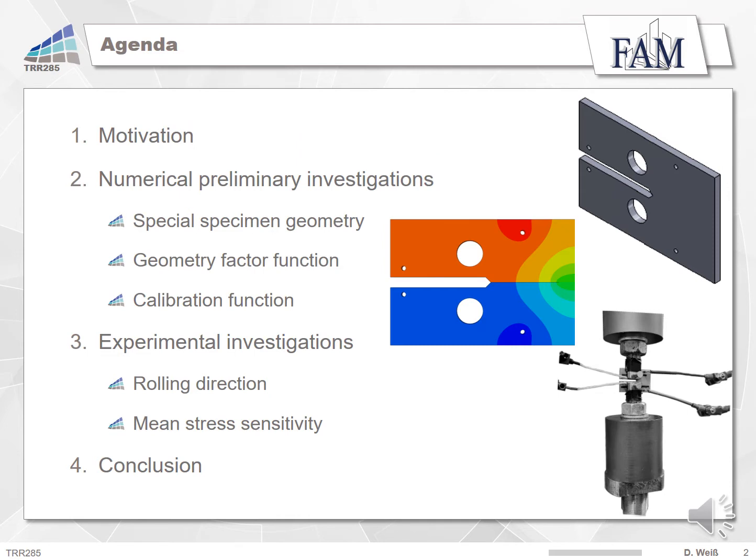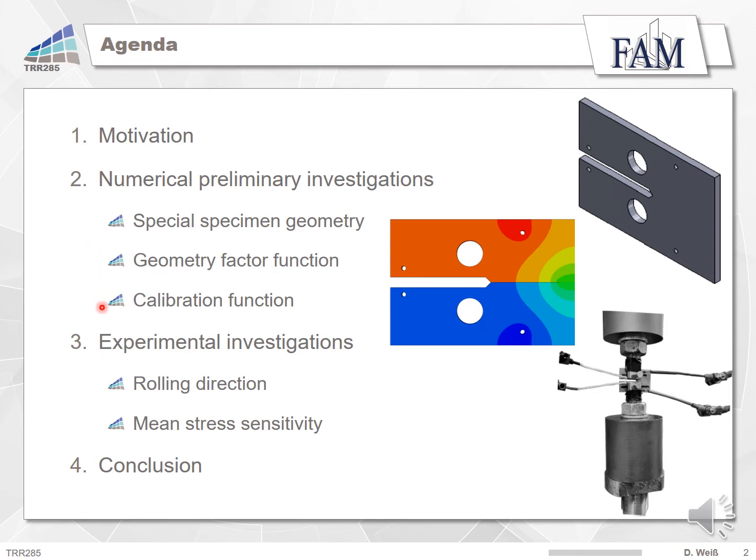First of all, here's my agenda. In the beginning, I would like to give you a short motivation why it is necessary to investigate the fracture mechanical parameters of clinchable metal sheets. Based on this, I will show you some numerical preliminary investigations which are necessary to carry out experimental investigations. In detail, I will present the special specimen geometry, the geometry factor function, and the calibration function.